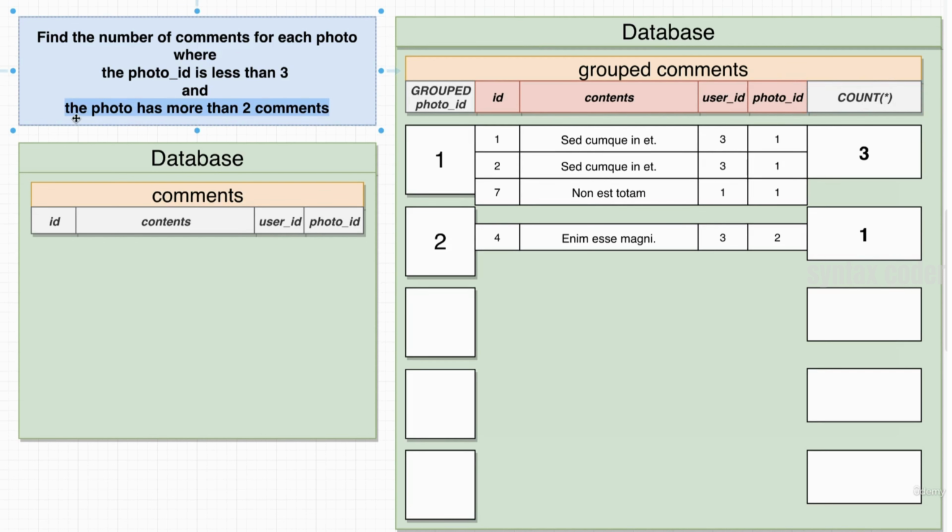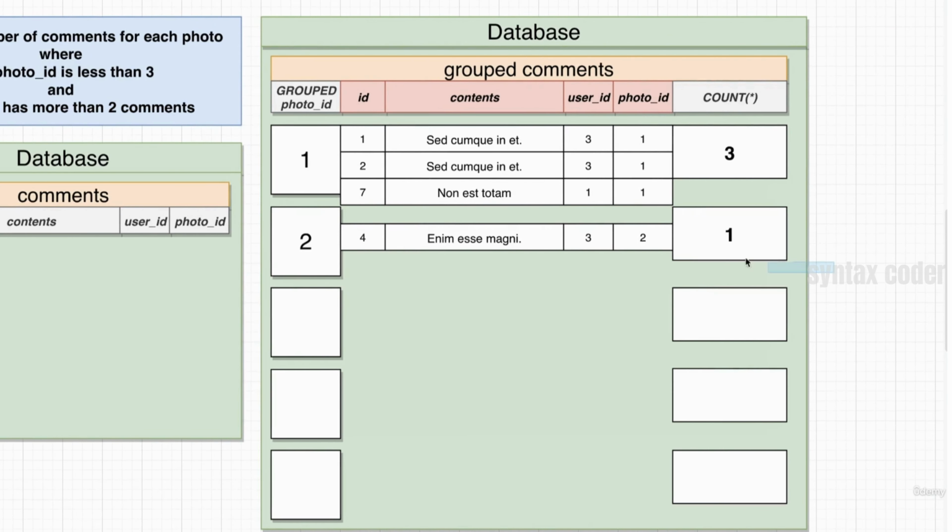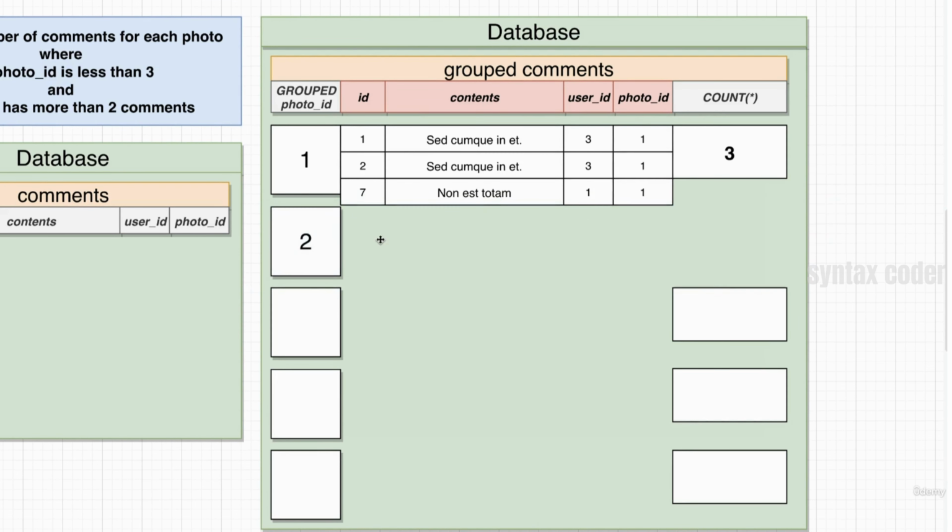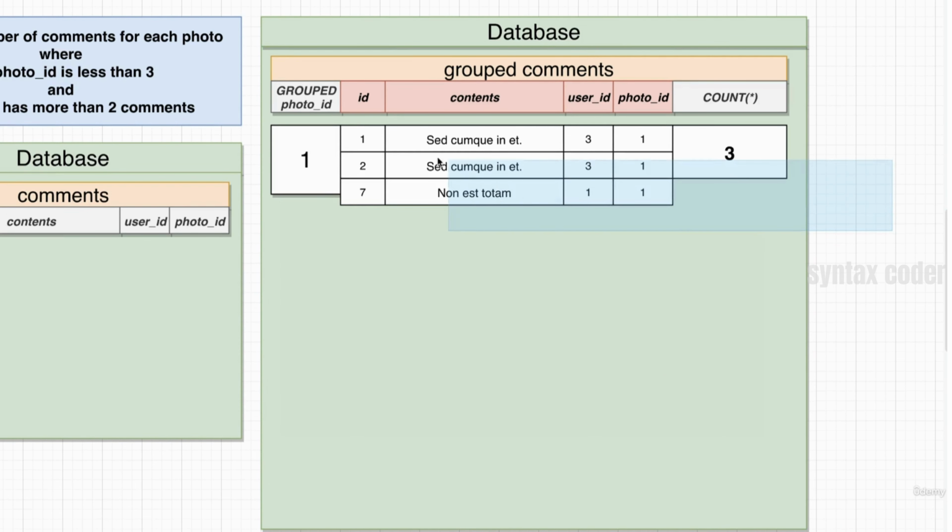So we only want to find groups where the photo has more than 2 comments. Well, in this case, it looks like the second photo ID right here only has one comment. So we would imagine that we would delete that one, just remove it from our results set entirely. And now we are left with just this first group right here.